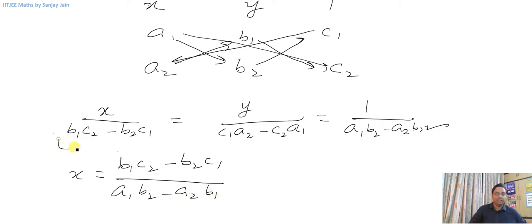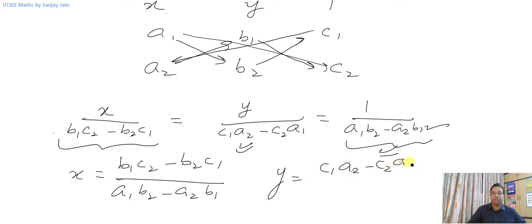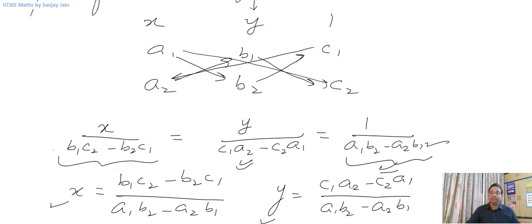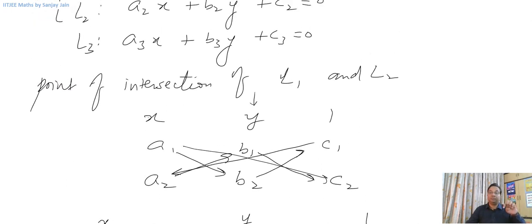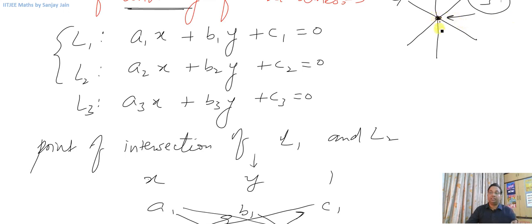How did I get this? I am equating this and this. Now I'll equate this and this to find y. So y will be equal to c1 a2 minus c2 a1 divided by a1 b2 minus a2 b1. Now this x and this y give the coordinates of the point of intersection of L1 and L2, and it also lies on L3, because L3 also passes through this point. That is how these three lines are concurrent, so it will also satisfy L3.